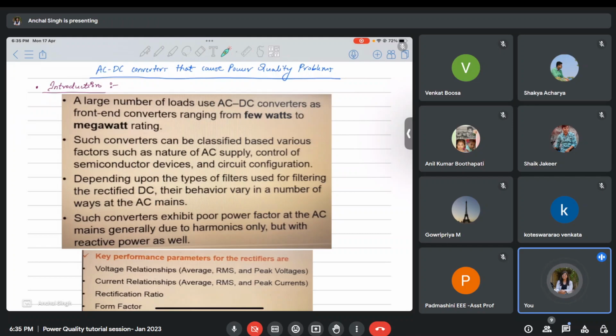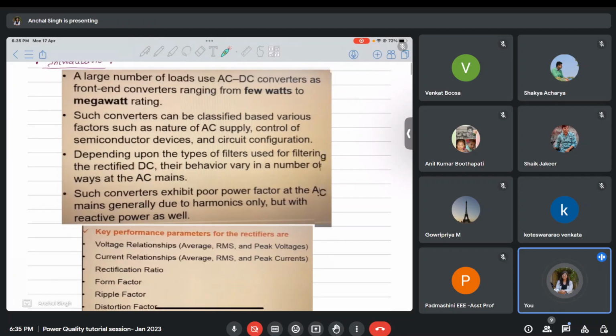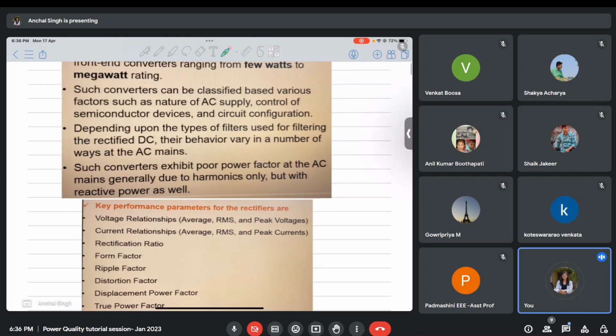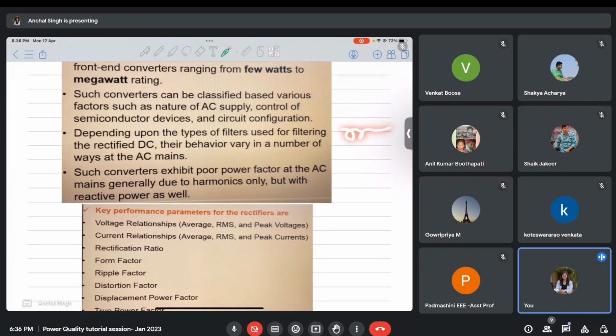A large number of loads use AC to DC converters as front-end converters, and the rating of these converters ranges from a few watts to megawatts. Such converters can be classified based on the nature of AC supply that they want, the control of semiconductor devices they are using, and the circuit configuration they are using. Depending on the type of filters used for filtering the rectified DC, their behavior varies in a number of ways. So there are output filters, right? We will see. There could be a simple L type of filter, or a simple C type of filter, or an LC type of filter. So a lot of filters are possible.